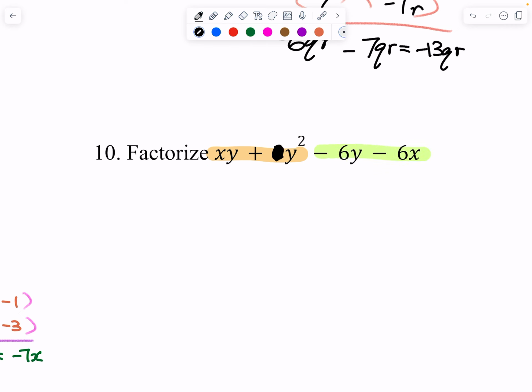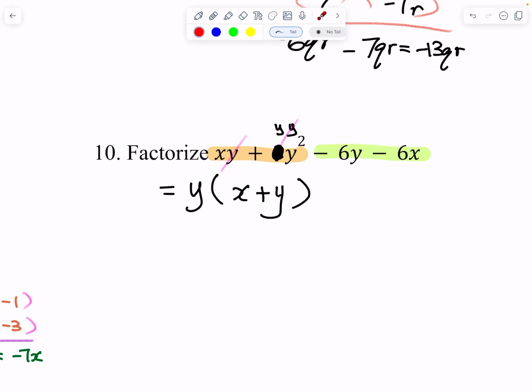What does y squared mean? y squared means y times y. Alright. And then, so I have xy here and yy here. Is there anything that both have? They both have at least one y. If I take out one of the y's, take out this, what is left? x plus y. x plus y.